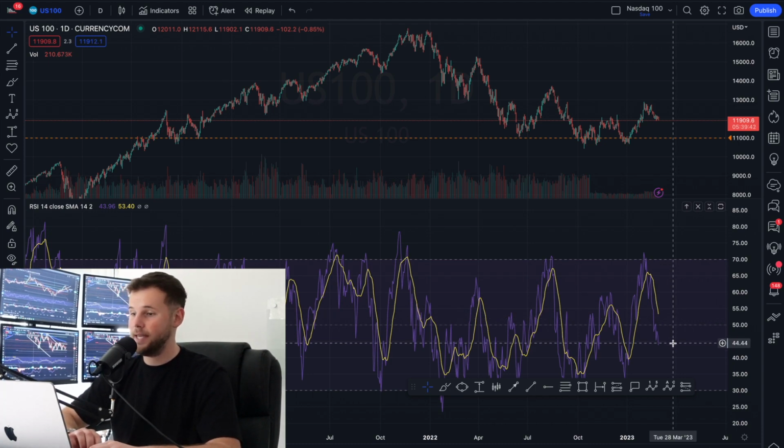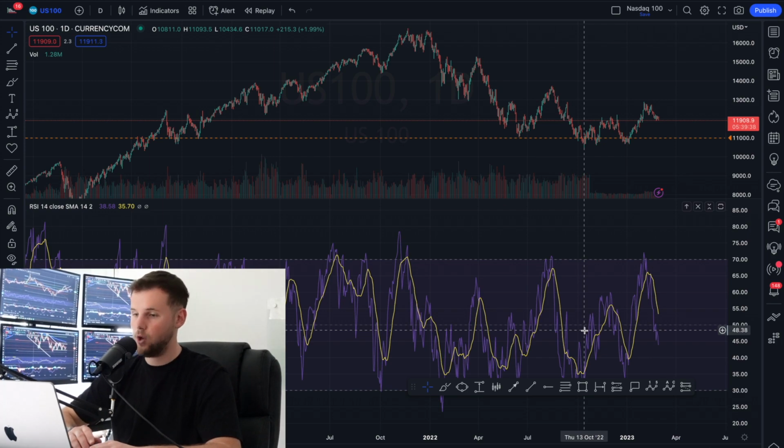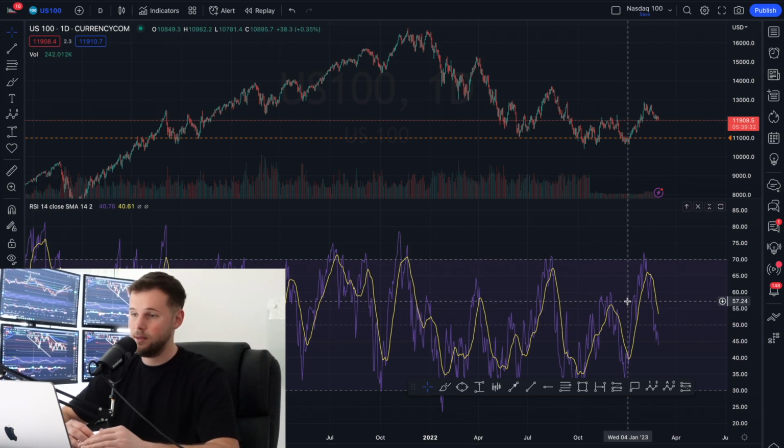Now, the RSI is an indicator used to predict whether an asset is overbought or oversold. Now, typically speaking, when an asset becomes overbought, it's very likely to witness some selling pressure, meaning that the asset is likely to fall down in the coming trading sessions, and vice versa. When an asset is then oversold, you're expected to see some buying pressure.